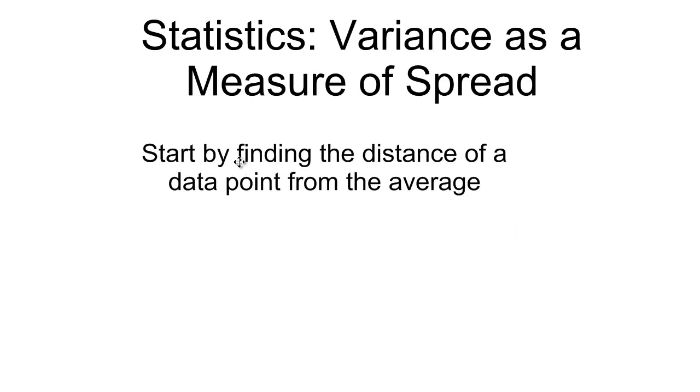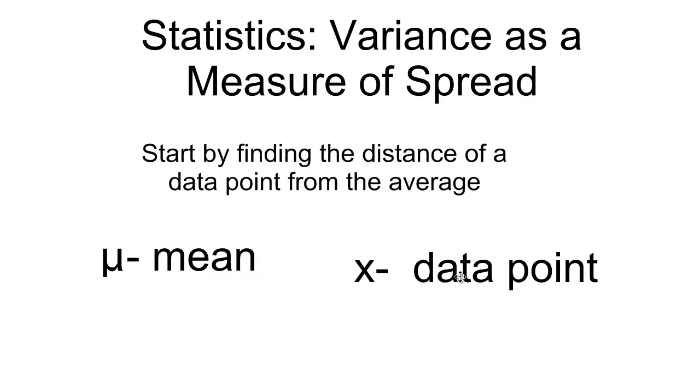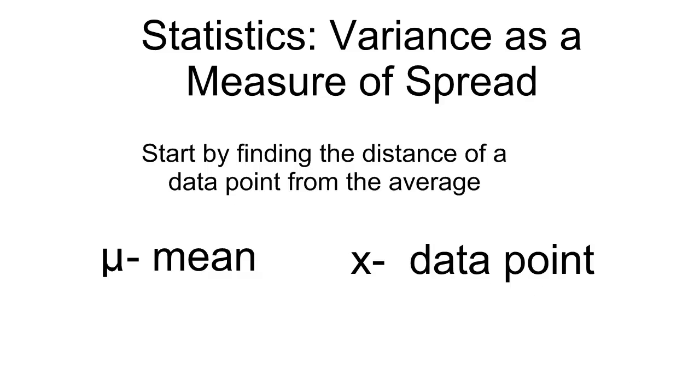So, pretty simple. We start by finding the distance of a data point from the average. And so we're going to use mu to represent the mean. That's a Greek letter, mu, representing the mean. And x is the data point.